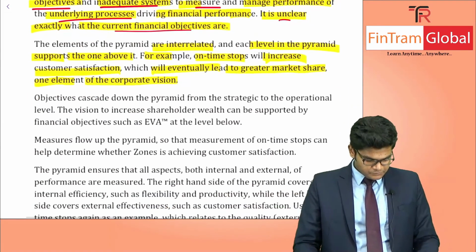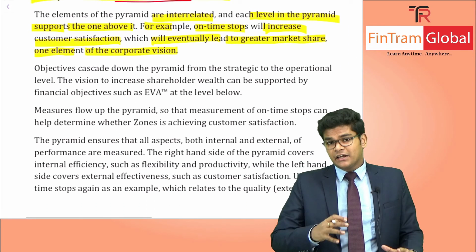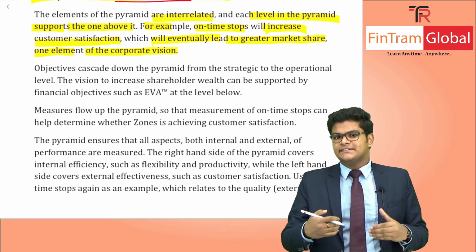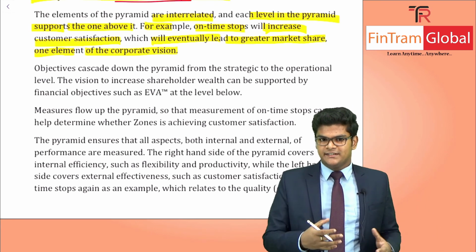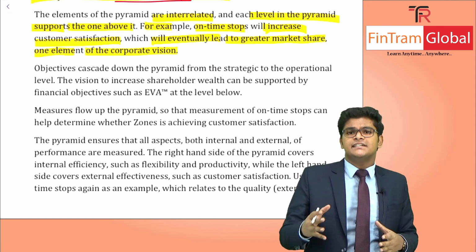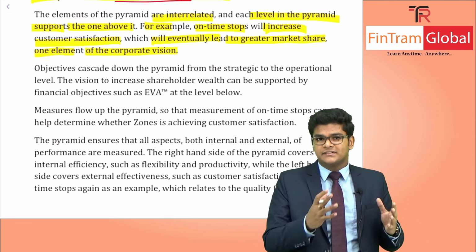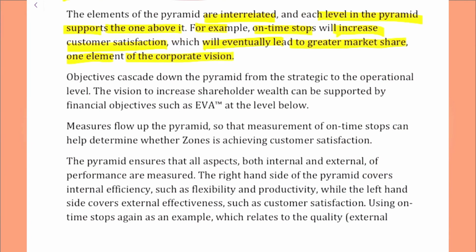Moving on, I hope you're understanding the language in which they're writing it, as well as the methodology that you're using here. Yes, first of all, stating generic knowledge and then linking it to the scenario, as simple as that. And what else? Objectives cascade down the pyramid from strategic to operational level. The vision to increase shareholder wealth can be supported by financial objectives such as EVA at the level below.